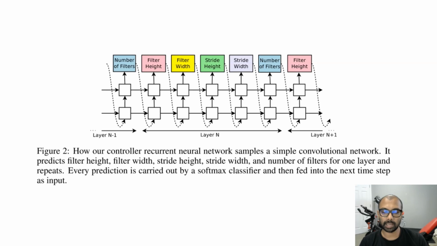Here is a concrete example of how the controller RNN samples an architecture. It predicts parameters of layers, layer by layer, such as number of filters, filter height, filter width, stride height, stride width, etc. While this was a great first start, it took thousands of GPU hours to achieve reasonable results on relatively small datasets like CIFAR10.